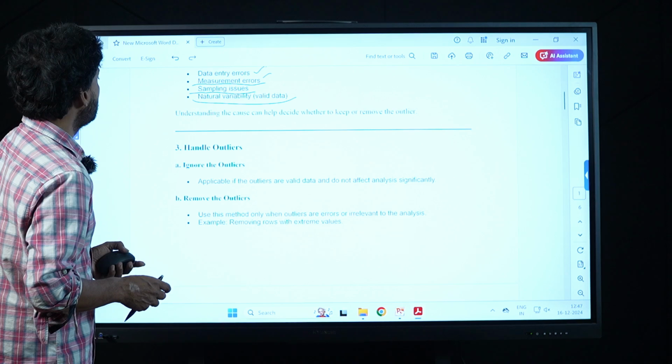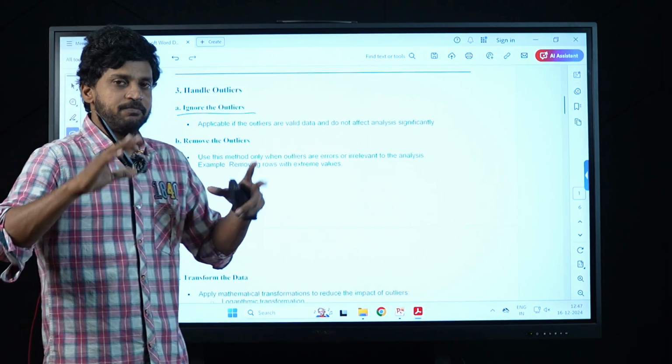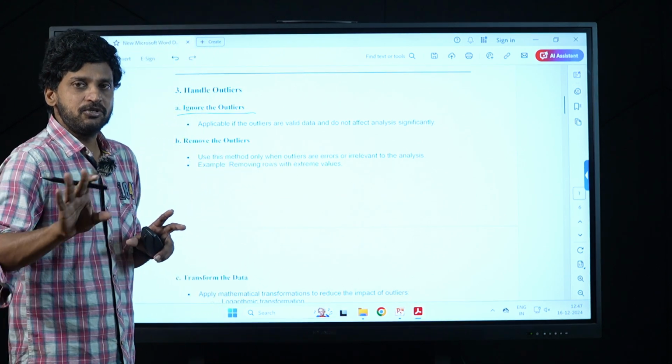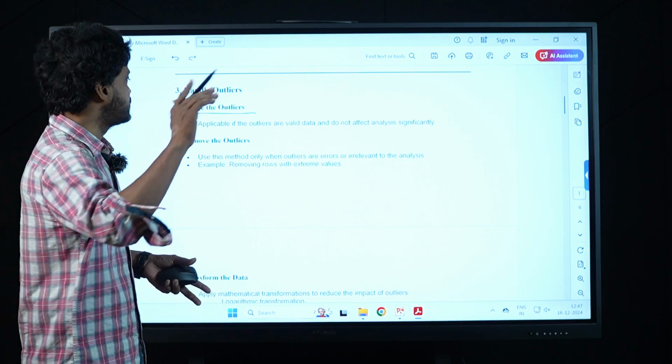Okay. How to handle the outliers? Simply ignore the outliers. Don't handle them. Keep them. Have them in your data set, but you don't handle them because they may contribute, they may not contribute. You don't mind them. This is the first one.